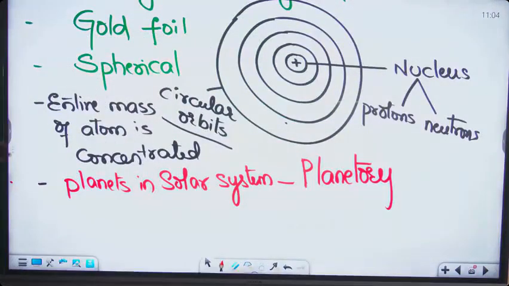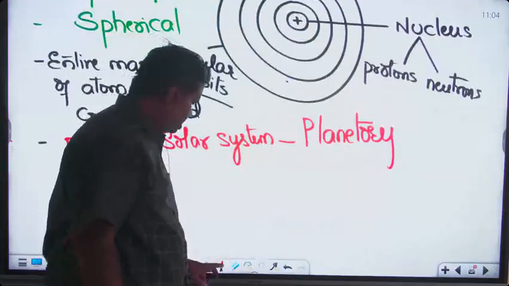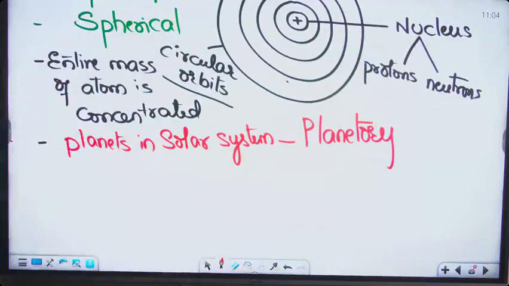So write one point here. An electron moving in a continuous path, an electron moving in a circular path, has to lose energy according to classical mechanics.